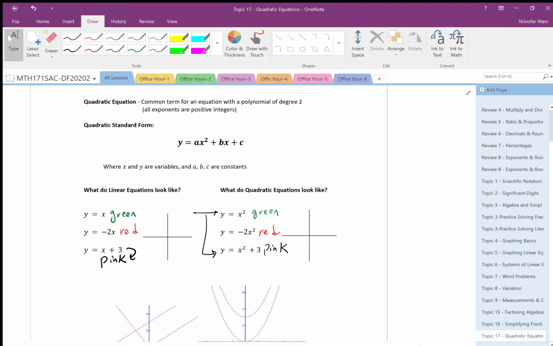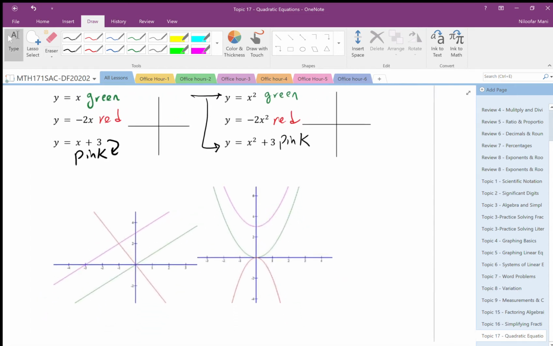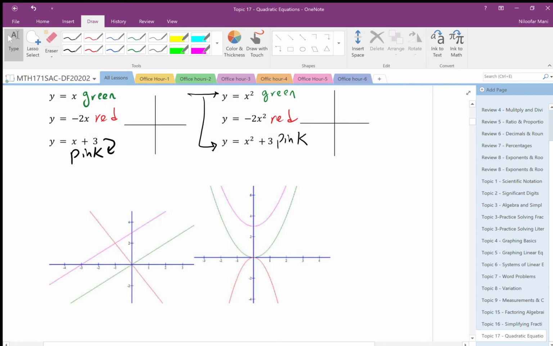Okay, so let's start from a general case. I don't say what A is, what B is, or what C is, but I give you different examples and graph them. So y equals x is just a line, the green line. But y equals x squared is a parabola, the green one, which is like a bowl.